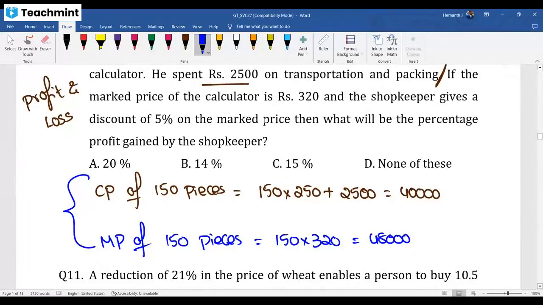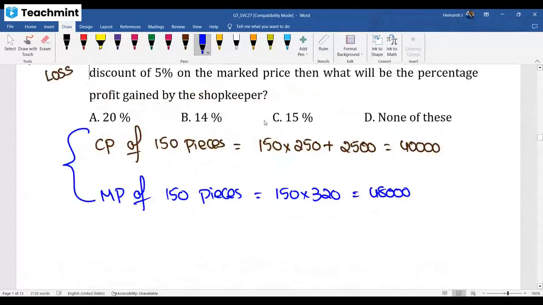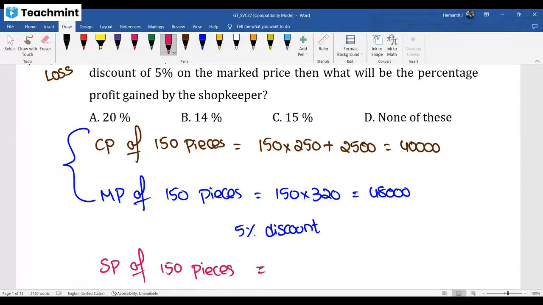In different cities you can see wholesale shops and others announce some discounts, right? So here it is 5% discount, and the discount is on marked price. The marked price is this, and you are giving 5% discount on it, then selling the product. So the selling price of 150 calculators is equal to 95% of 48,000. Why 95%? Discount means the price is decreasing, so when they give discount the price will decrease. That's why, where an increase means 105%, as it is decreasing we write 95%.